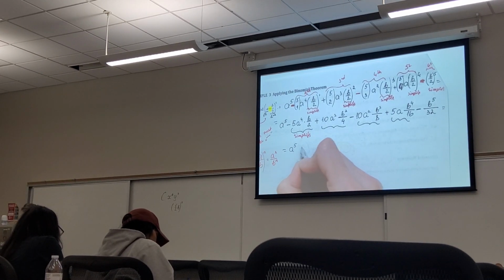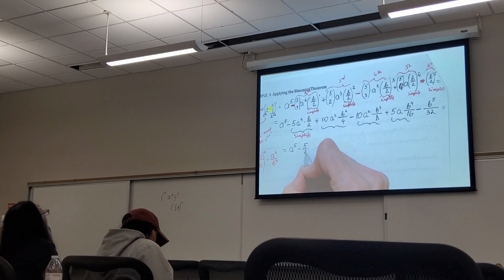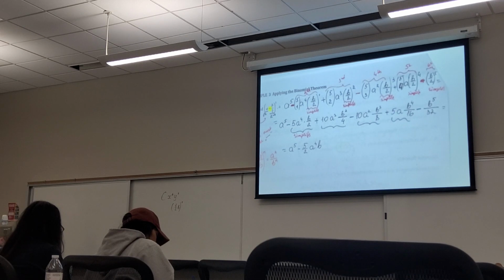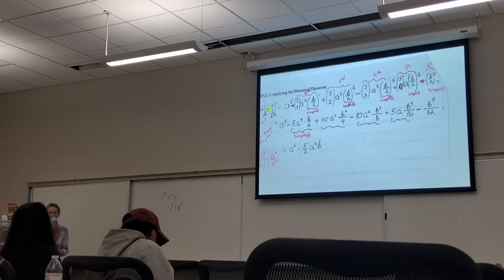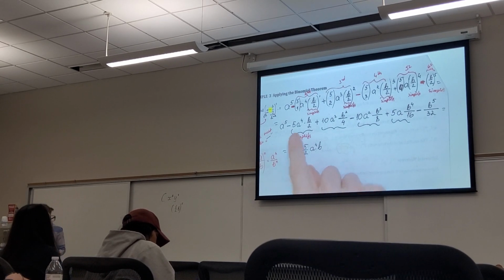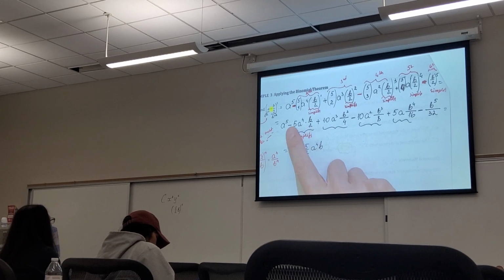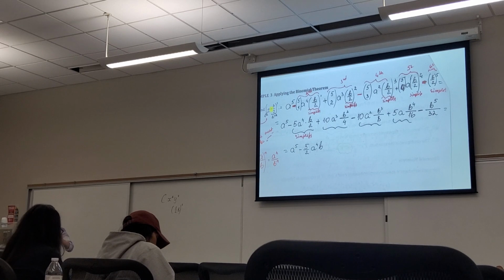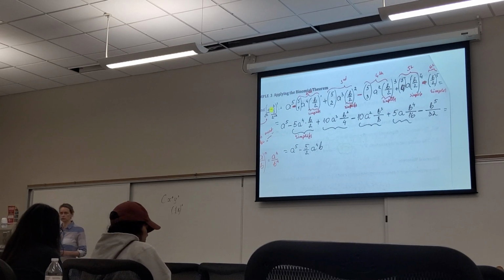So we start. A to the fifth minus 5 over 2, correct? I will leave it as a fraction. A to the fourth b. Any questions where I got this? Because 5 times 1/2 or 5 divided by 2 gives me 5 over what? 2. You do coefficients, then you do exponents, yes?